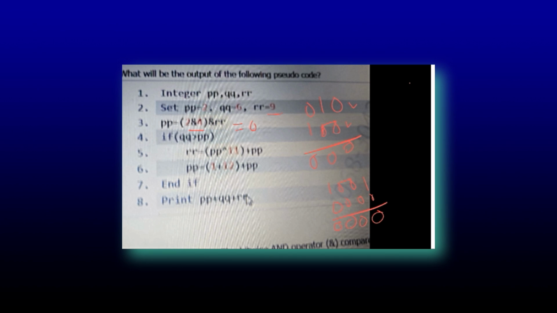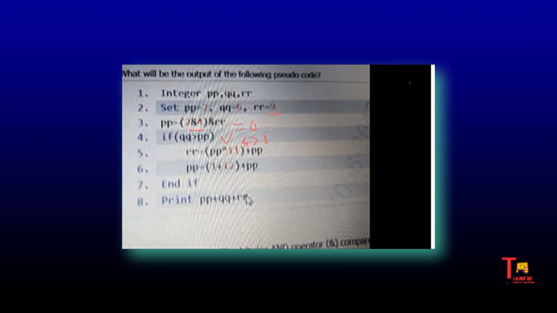If Q greater than 0, that means this is true. Q was 6, so 6 is greater than 0, right? So this is true, so we'll go inside the if block. In case of the XOR operation, true and false becomes true, and false and true becomes true. False and false is false, true and true is false. Okay, that means 11 is false, 00 is false, 10 is true, 01 is true.